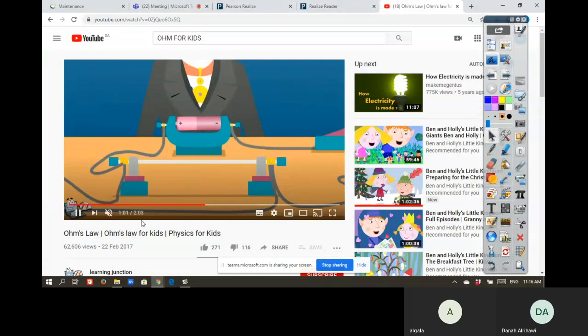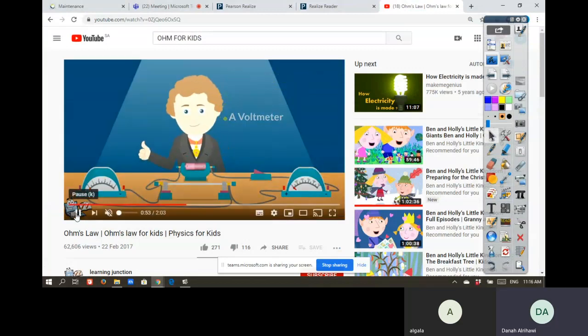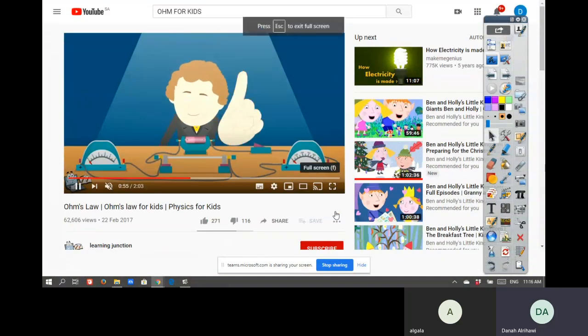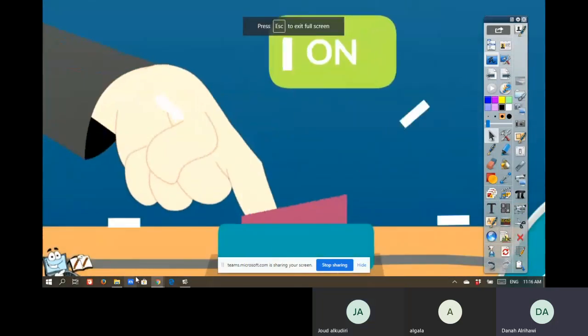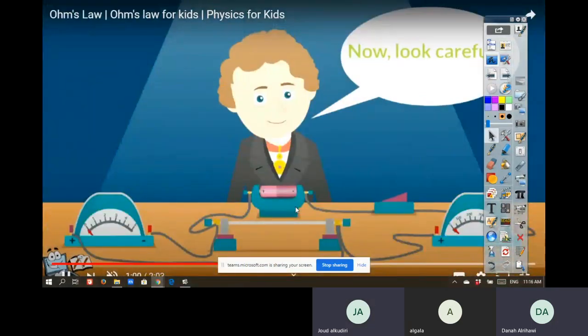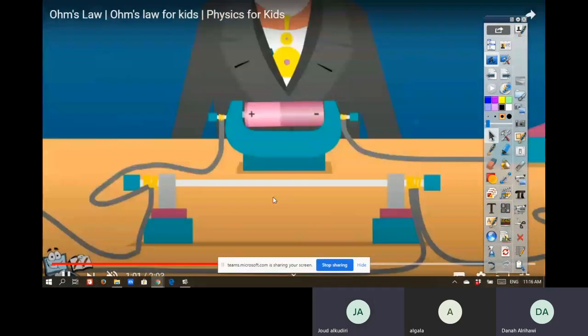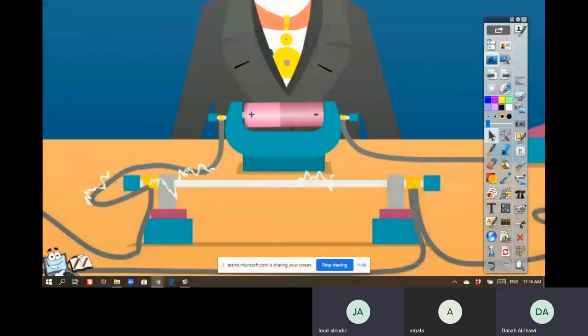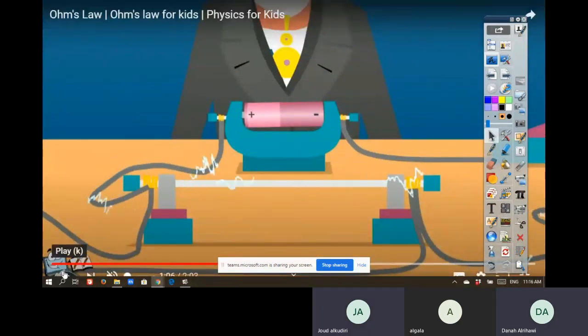So again, what is Ohm? He first talked about the voltage. He just used the battery with the circuit, and he let the electric charge move through the wires. Now, why the electric charge?